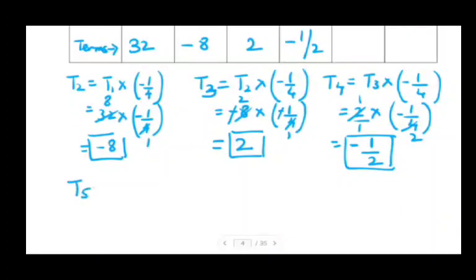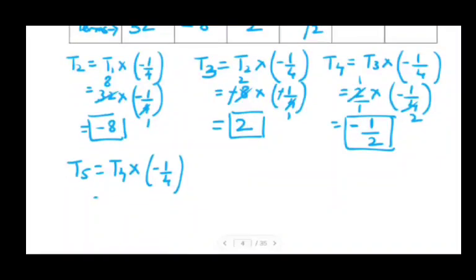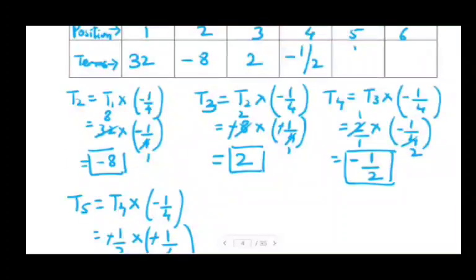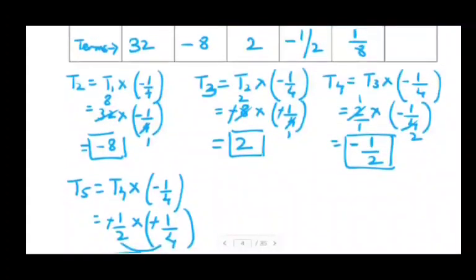My term 5 is equal to term 4 into minus 1 upon 4, which is equal to minus half into minus 1 upon 4. I normally prefer putting a bracket when two signs come together. Alright, so minus and minus get cut. 1 into 1 is 1. 2 into 4, 2 4s are 8. My term 5 is 1 upon 8.